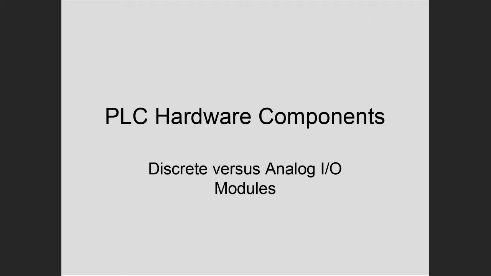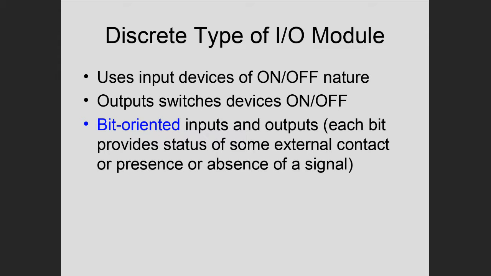This one, we're still talking about input-output modules. There's two types of input-output modules you can have. You can have a discrete module, or you can have an analog module. Discrete and analog. So I want to talk about the differences between the two. So what is discrete I/O?